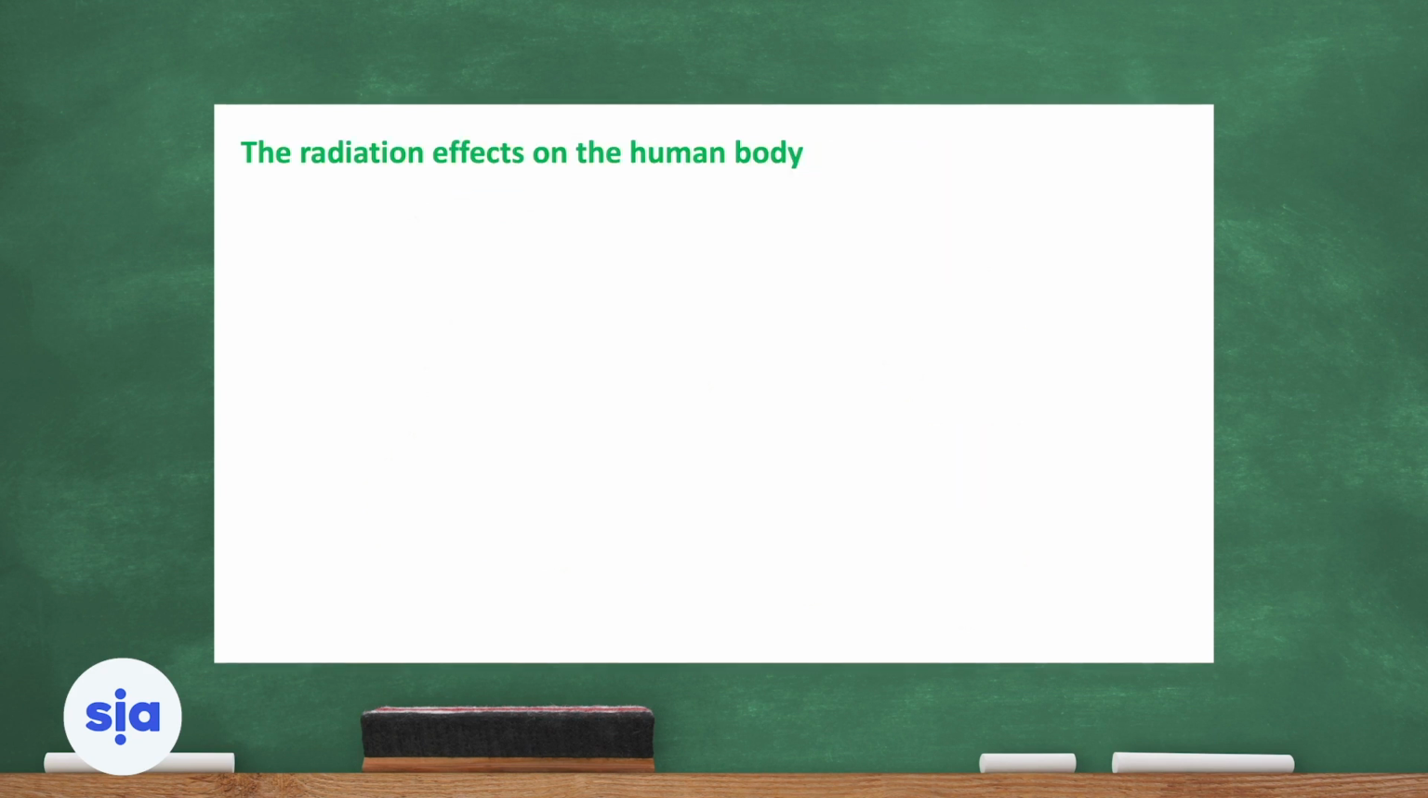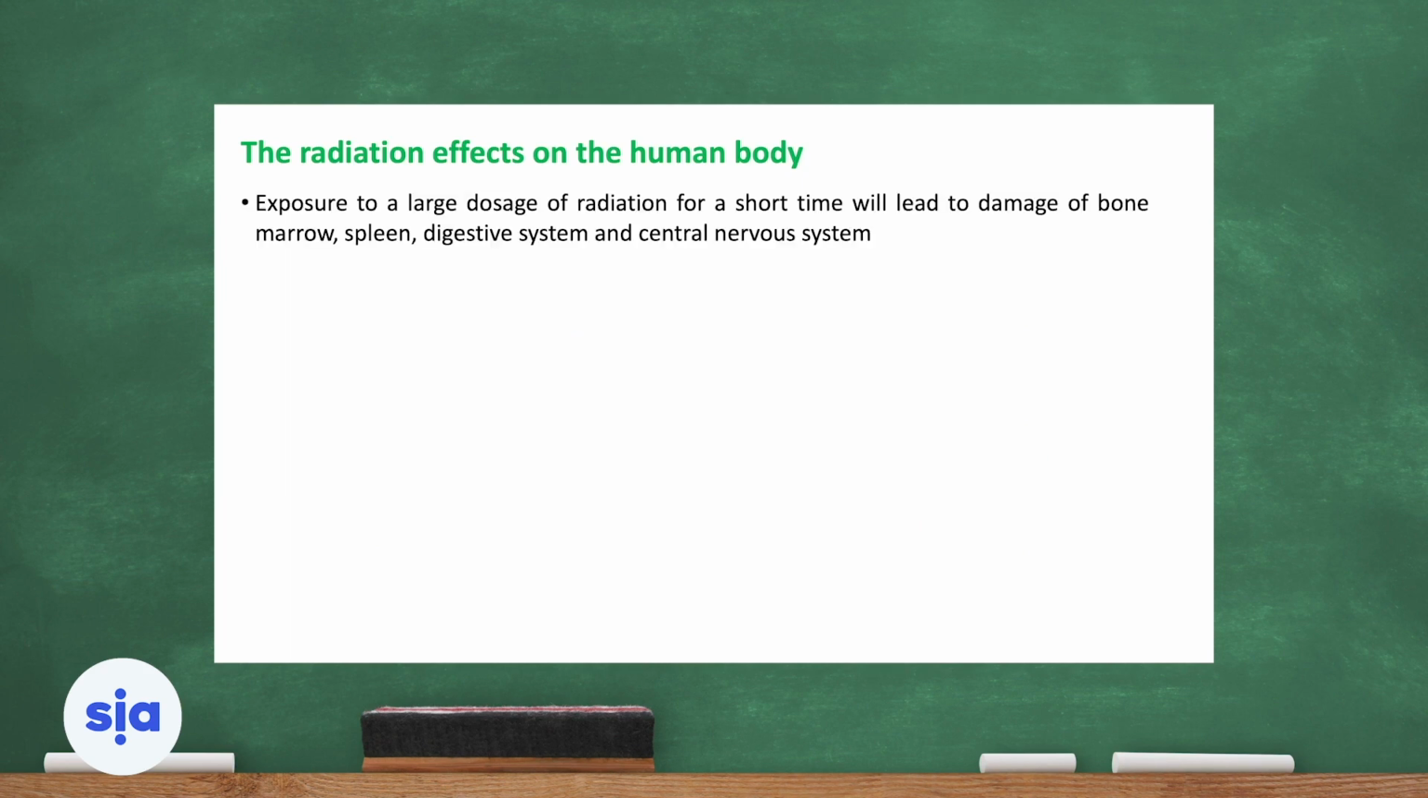The radiation effects on the human body. After exposure to large dose of radiation for a very short time, there will be bone marrow, spleen, digestive system, and central nervous system damage. This means that the bones will be affected, the spleen will be affected, the whole digestive system, not only the spleen, and also the nervous system will be affected.